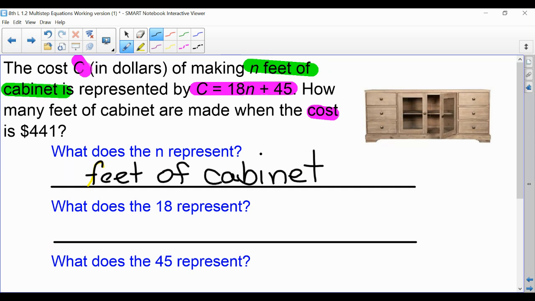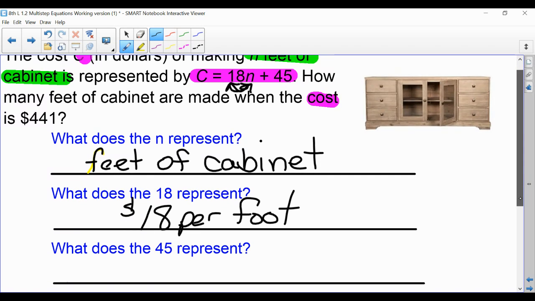What does the 18 represent? So the 18 is attached to those feet, and our problem's talking about dollars. So it's $18 per foot. So for every foot of cabinet that is built, that foot of cabinet costs $18, right? So if you have a drawer that's a foot long, that front of that drawer is going to cost you $18. That's that set cost.